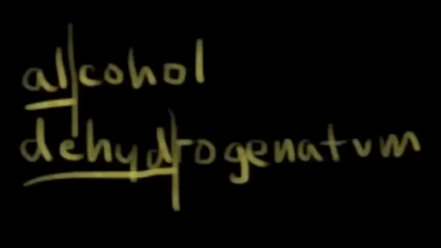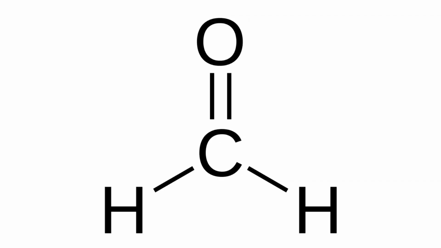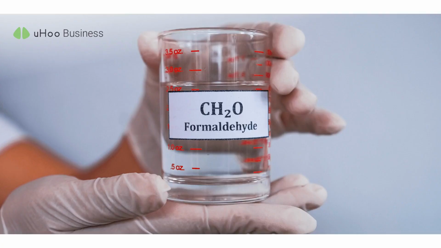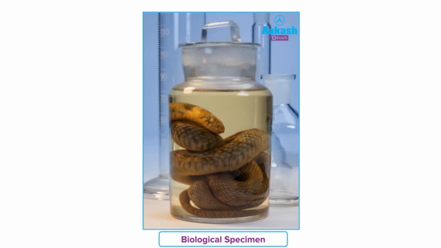This is where the name for aldehydes comes from. Alcohol dehydrogenatum: Al plus dehyde, and we just add E at the end. The simplest aldehyde that we can make is formaldehyde, because it has just one carbon that has one oxygen and two hydrogens attached to it. It's also the most used one. It's used for its preservative properties in a solution called formalin, which is used for storing biological preparates.